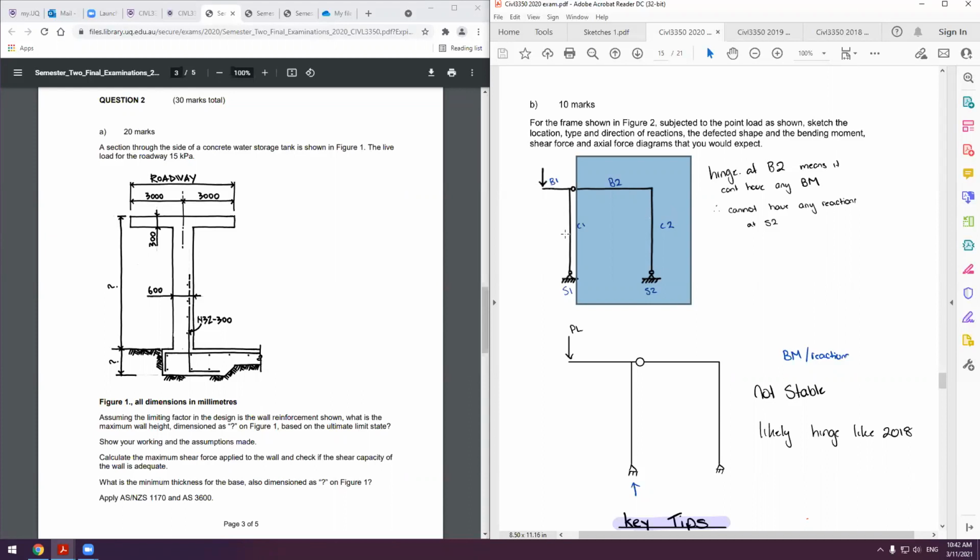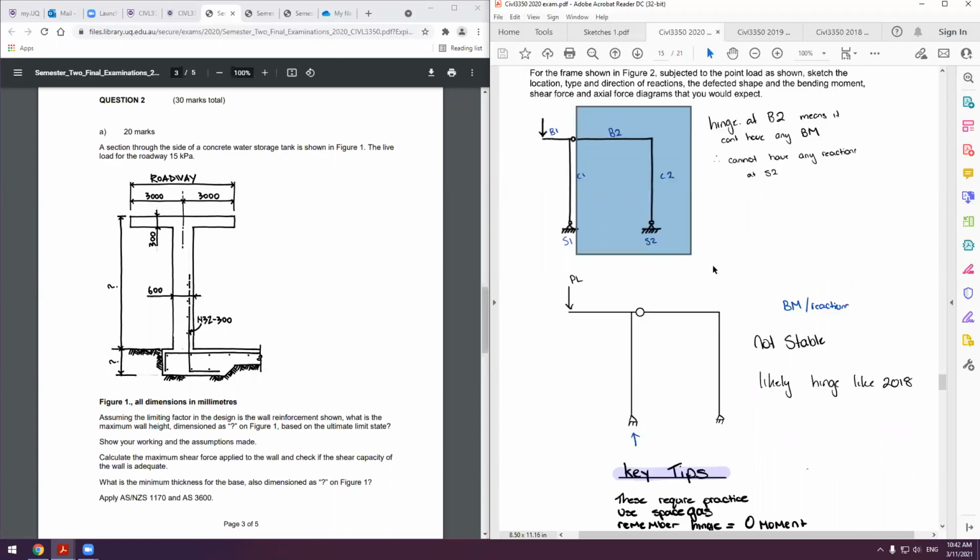Our next thing is we're looking at B1, which is our beam and our column. Because we've got no loading in support 1, we can't actually have any horizontal load at support 1. And if you know anything from first year structures, if we've got no load in here and we've only got a pin support, it's not stable.